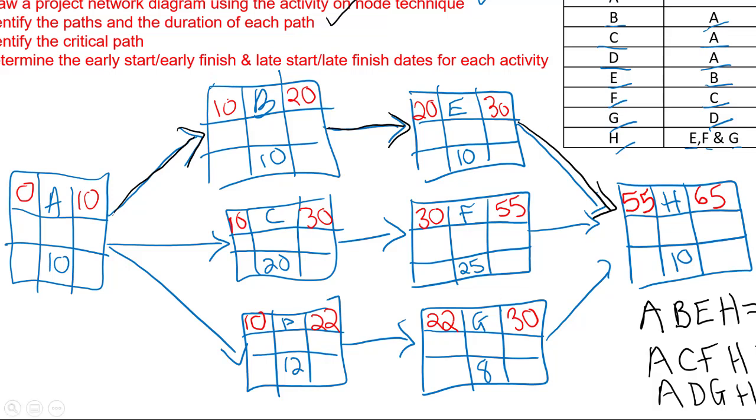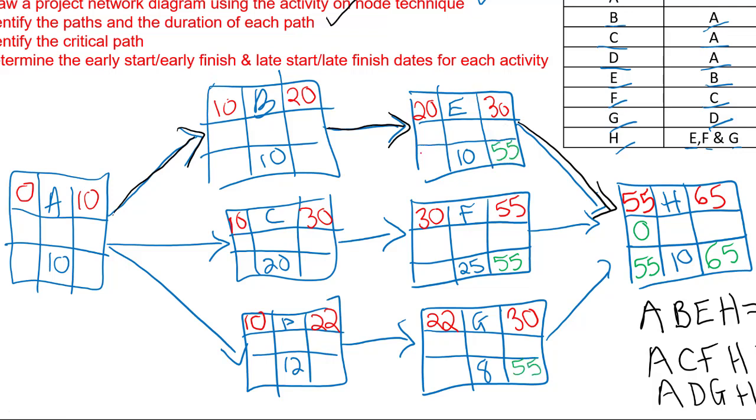It's time for the backwards pass. So the backwards pass is identical here. 65 take 10 is 55. So because this is on the critical path, it has 0 slack. So 55 take 55 is 0, and we know it's on the critical path. And we take 55 back for each activity. So 55 goes backwards.